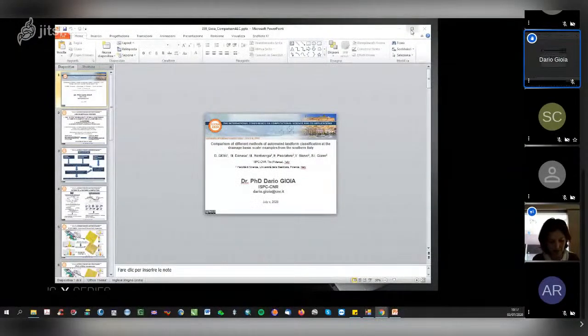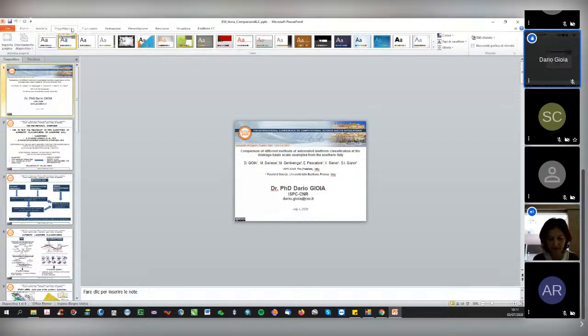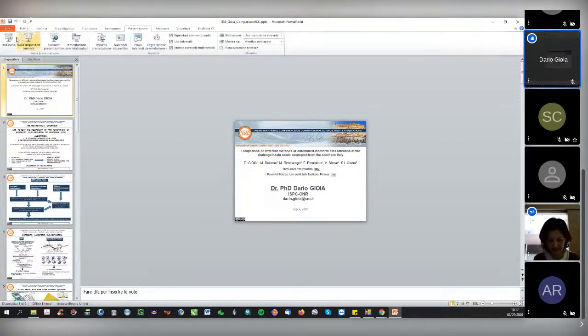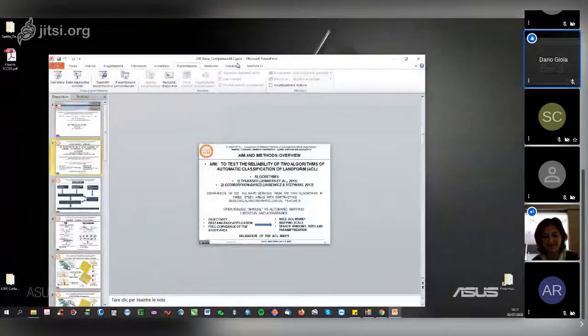Now, the second contribution is the comparison of different methods of automated landform classification at the drainage basin scale. Examples from southern Italy. The work is done by Dario Gioia, Maria Danese, Mario Bentivenga, Eva Pescatore, Vincenzo Siervo, and Salvatore Ivogiano. The work is presented by Dario Gioia.